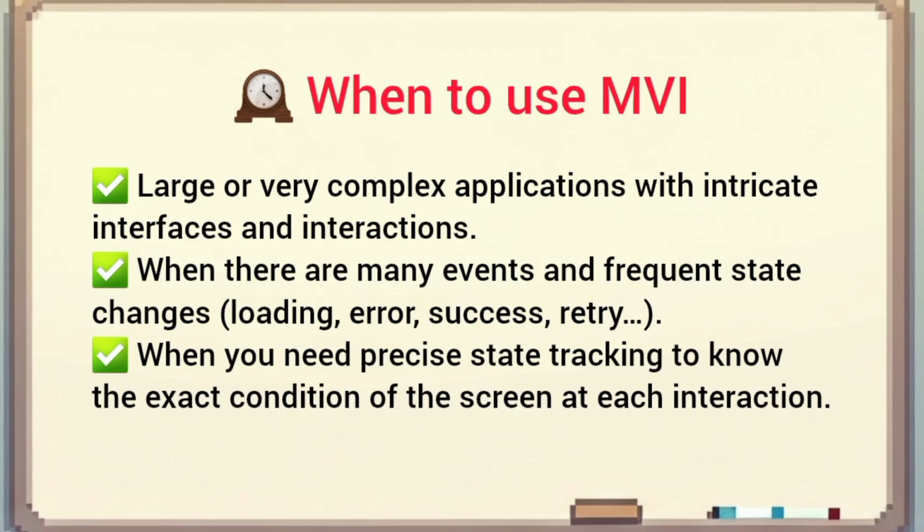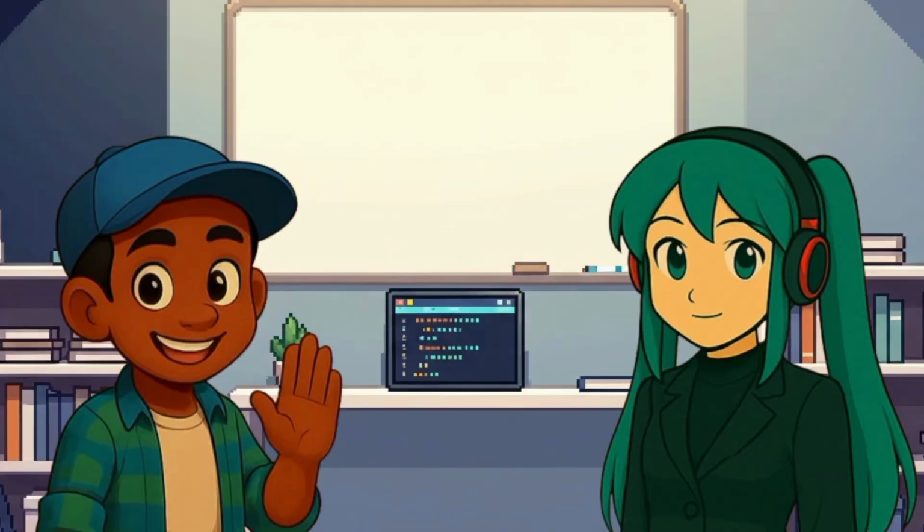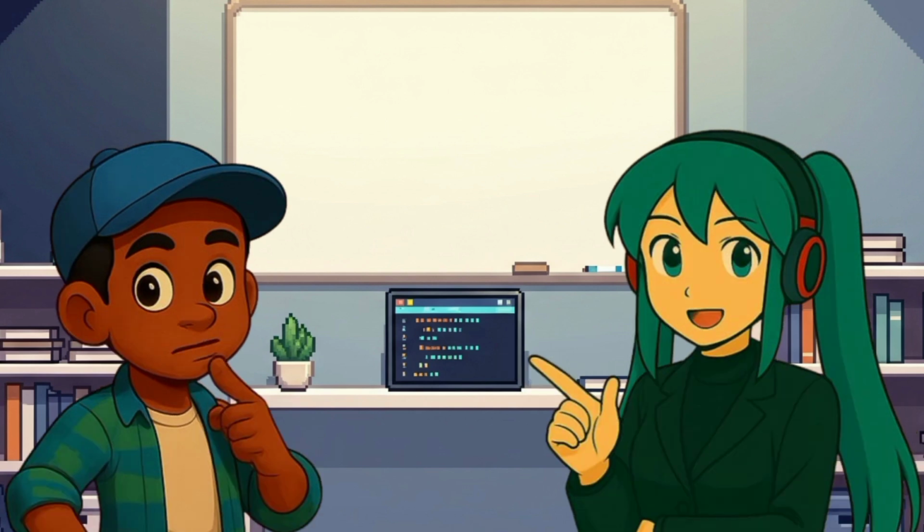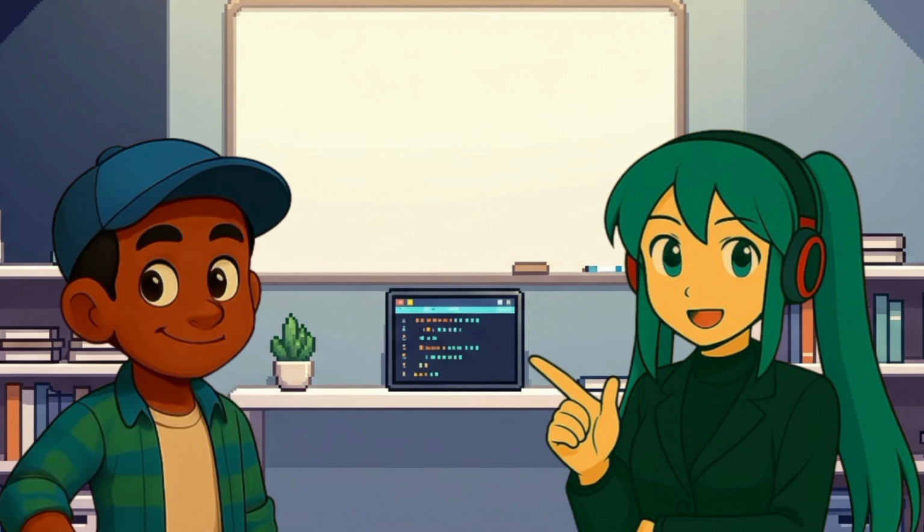It's best suited for large or very complex applications with intricate interfaces and interactions. And when there are many events and frequent state changes, or when you need precise state tracking to know the exact condition of the screen at each interaction. It is suitable for complex apps like Gmail, YouTube, or Instagram. When applying for an Android developer position, this knowledge gives you a general idea of the types of applications companies want to develop, based on the requirements they list in job qualifications.